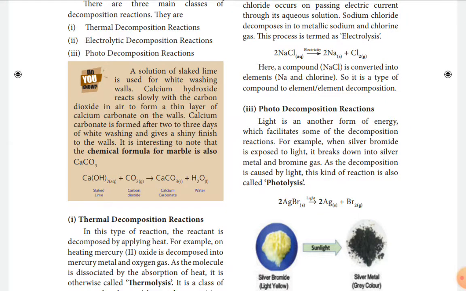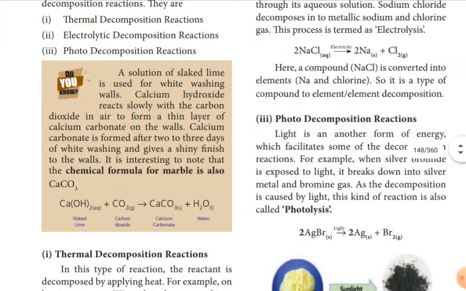Before that, see what is given in this Do You Know part. A solution of slaked lime is used for whitewashing walls. A solution of slaked lime, that is calcium hydroxide, reacts slowly with the carbon dioxide in air to form a thin layer of calcium carbonate on the walls. Calcium carbonate is formed after 2 or 3 days of whitewashing and gives a shiny finish to the walls. It is interesting to note that the chemical formula for marble is also calcium carbonate.